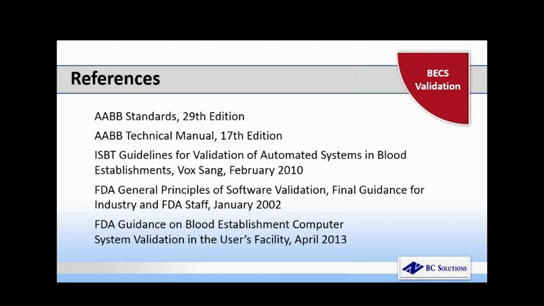And then the FDA General Principles for Software Validation from January 2002. That's more for the vendors, but it does provide you good information on how to perform a validation. And then the FDA Guidance on Blood Establishment Computer System Validation in the User's Facility is one that everyone who is performing a validation in a facility for your blood establishment computer system should be familiar with. The final guidance was published in April 2013.